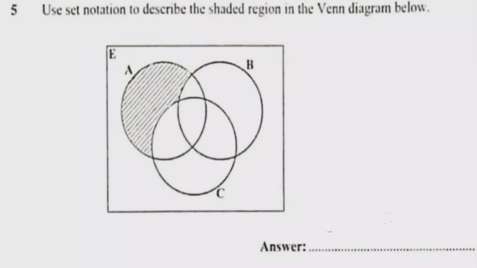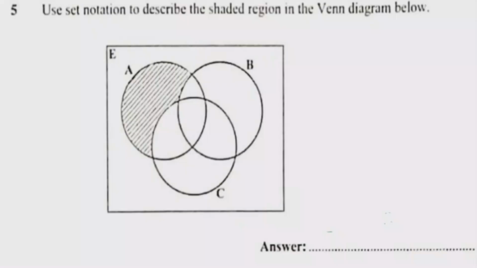We come to question 5. Use set notation to describe the shaded region in the Venn diagram below. Okay, so let's take time and study the diagram.